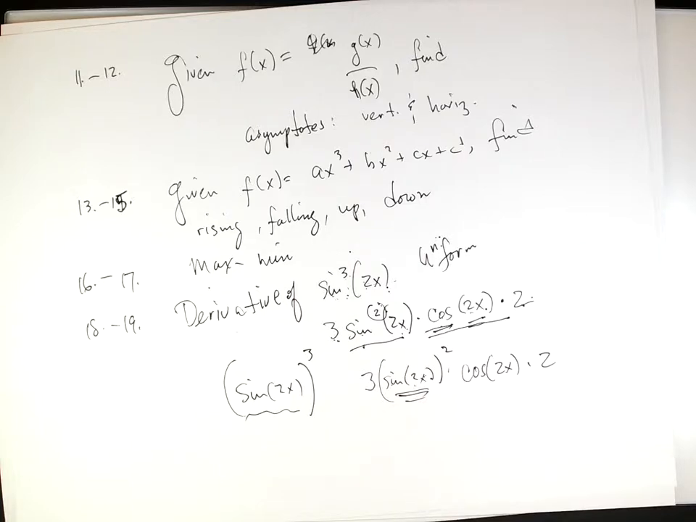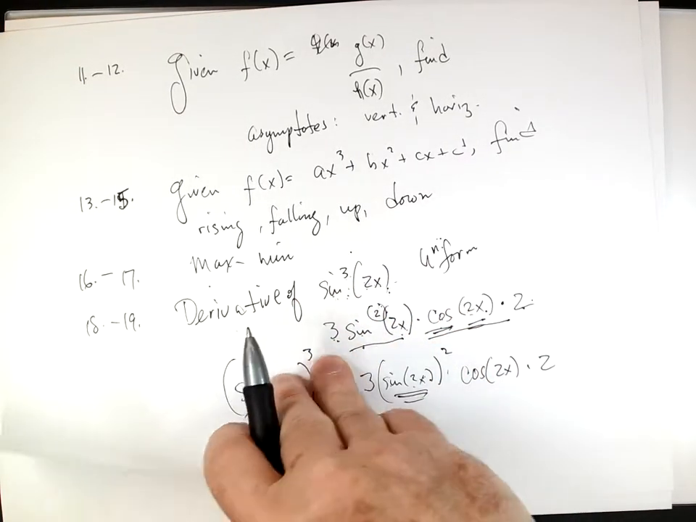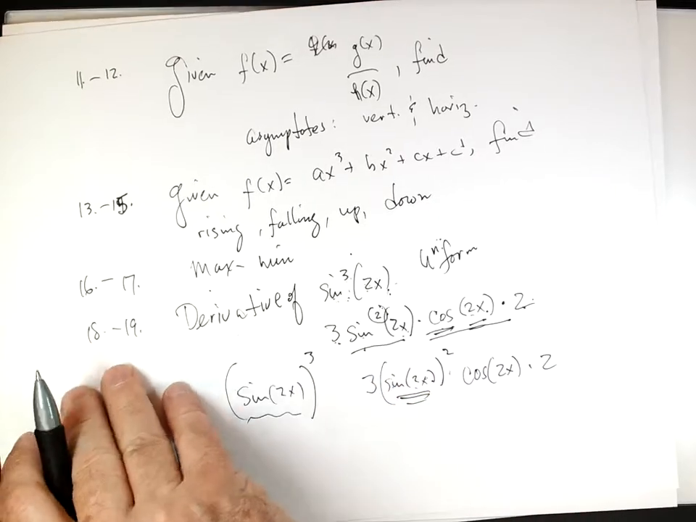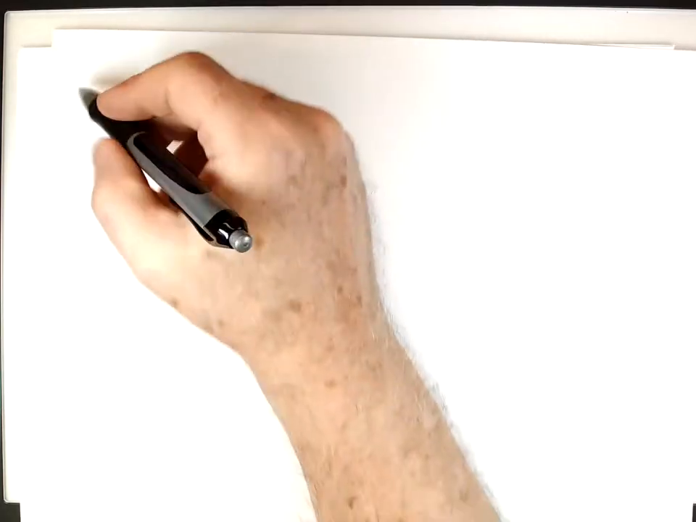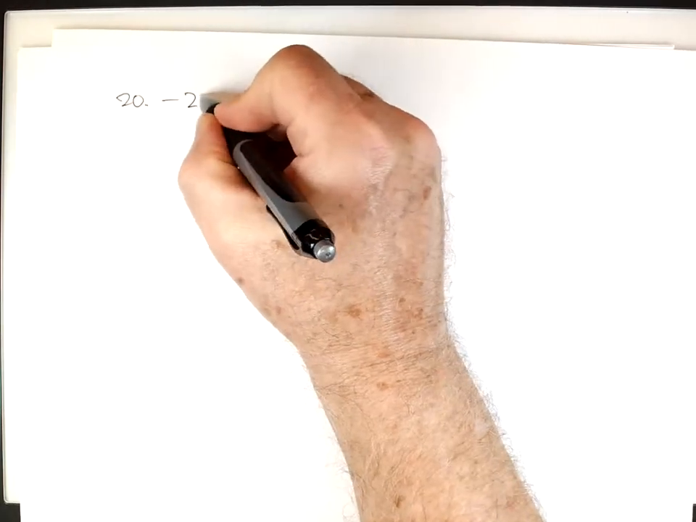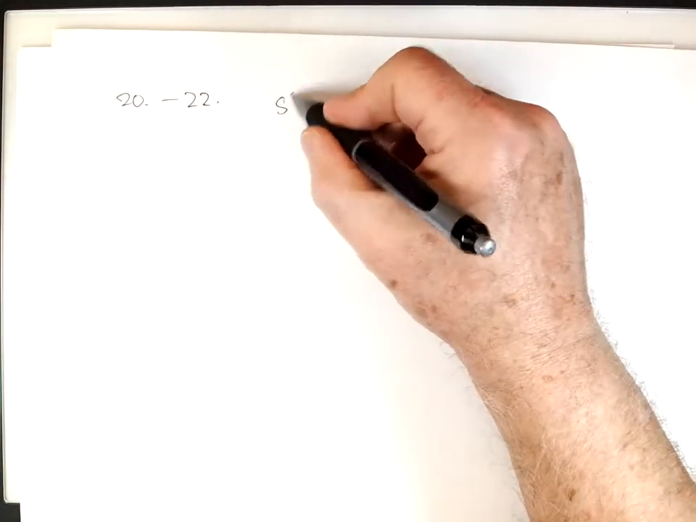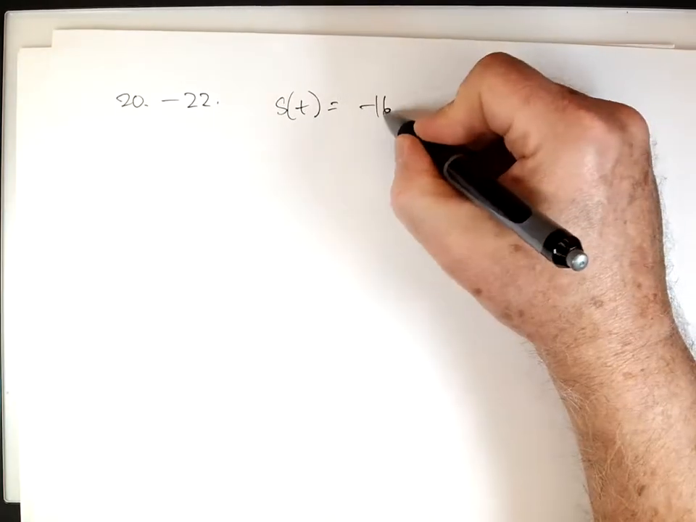Questions 20 through 22 are one of those position ones, a related rate with position. Oh, man. 20 through 22, this is one of these position ones.